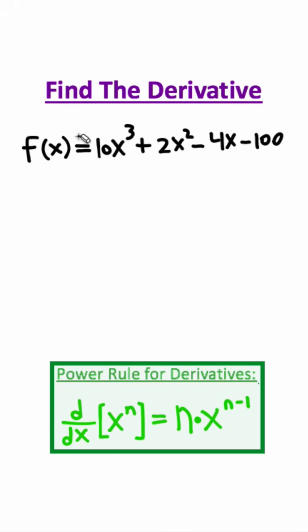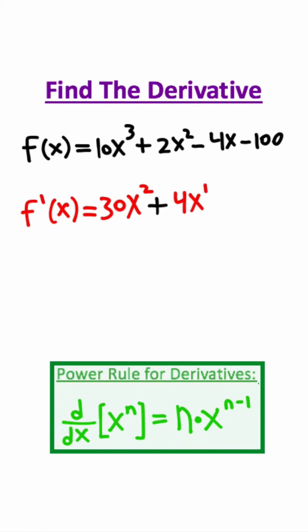Now let's say you want to take the derivative of this function here, and you can do this using this power rule shortcut, where you take the power of the exponent, you multiply it by the front, and then subtract 1 from the power. So 10x cubed here, the derivative of that would be 30x squared. The derivative of 2x squared would be 4x to the first.